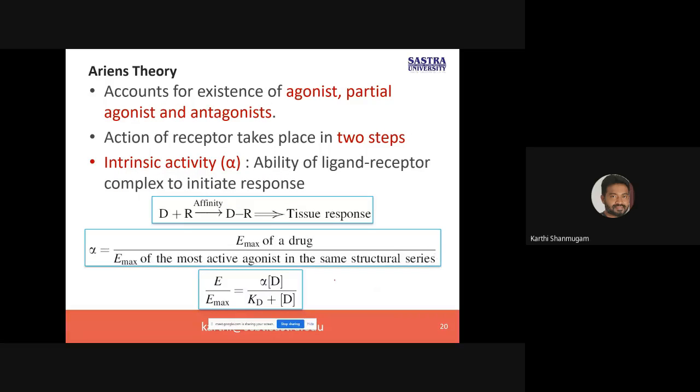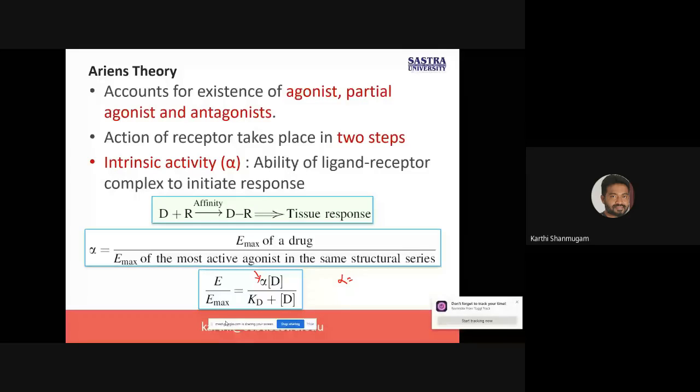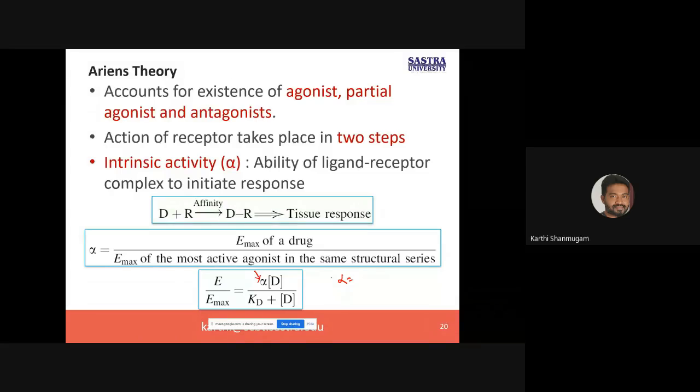If it is an antagonist molecule, what should be the alpha value? Because we cannot differentiate whether it is an antagonist, partial agonist, or agonist molecule using Clark theory. So Ariens advanced the theory using his own concept, intrinsic activity. My question is, what should be the value for alpha if the molecule is a perfect antagonist?